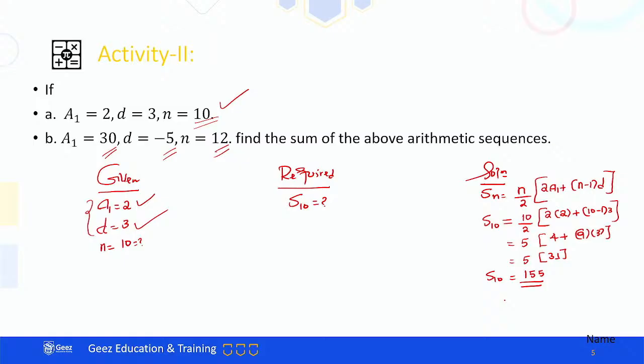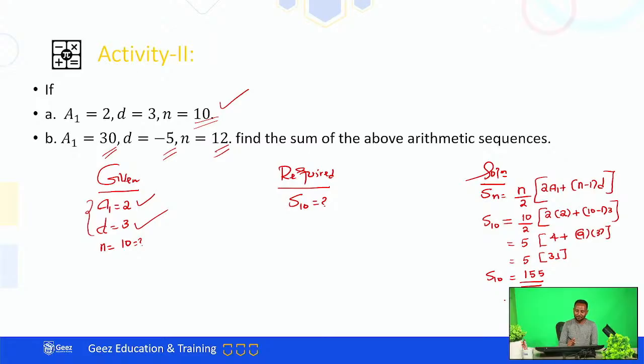Have you got me? I hope so. Okay, now let me shift to the second question, I think. So the second question, if I am not mistaken, is I'm going to continue with the given over here. All right, this is question 1, and let's proceed to question 2, or A or B.